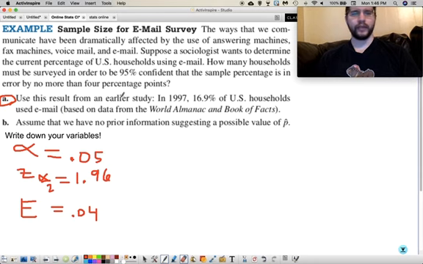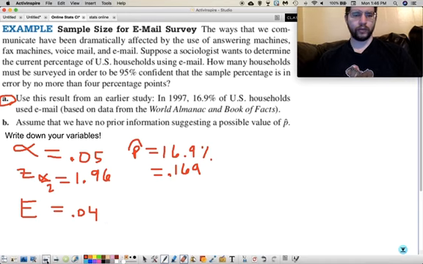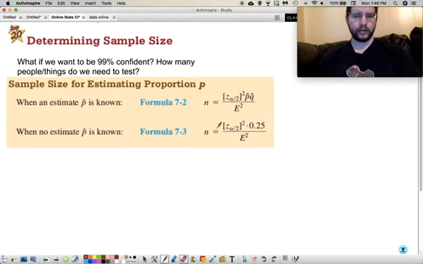Part A. They did a study before. They found p hat was 16.9%. So again, convert that to a decimal. And let's go back to our formula. Let me just take a screenshot of it. We know p hat, so I'm going to use this one.